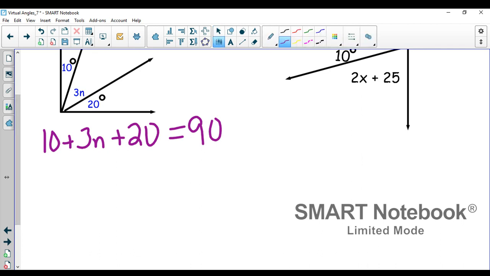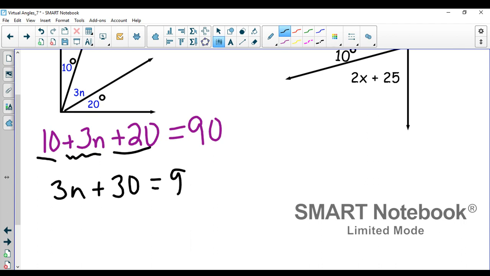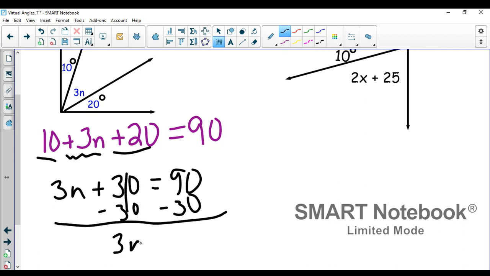So from here, I just have to solve. So I'll combine my like terms. 10 and 20 is positive 30. 3n is 3n. So I have 3n plus 30 equals 90. Take 30 away from each side. So I have 3n equals 60. Divide each side by 3, and I find out that n is equal to 60 divided by 3, which is 20.